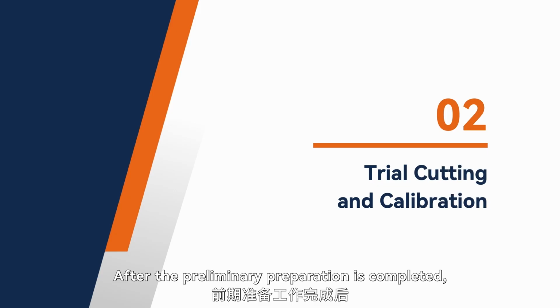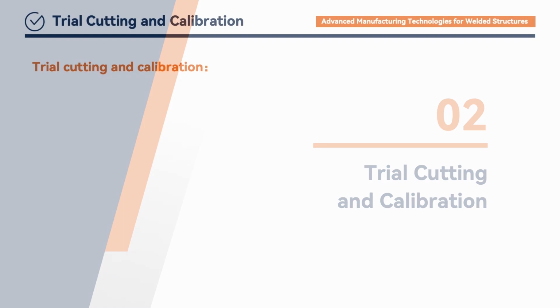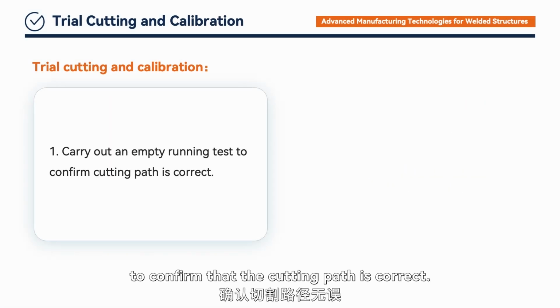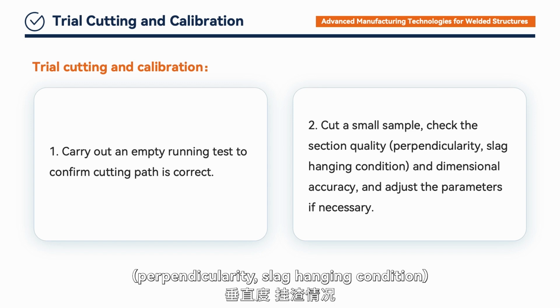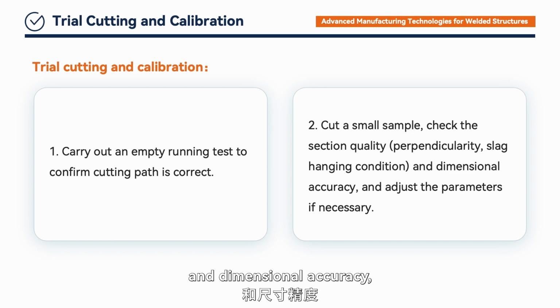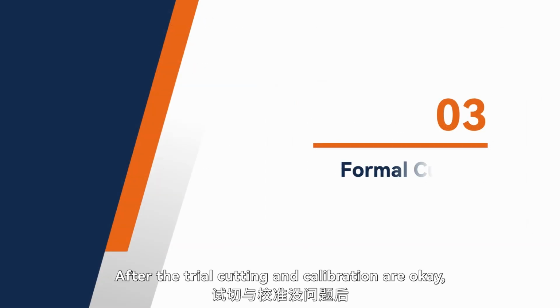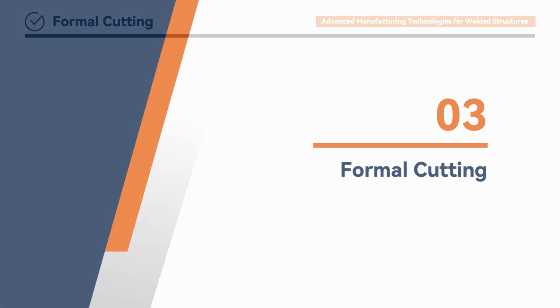After the preliminary preparation is completed, enter the trial cutting and calibration link. 1. Carry out an empty running test to confirm that the cutting path is correct. 2. Cut a small sample. Check the section quality, perpendicularity, slag hanging condition, and dimensional accuracy, and adjust the parameters if necessary. After the trial cutting and calibration are okay, the next step is to prepare for formal cutting.